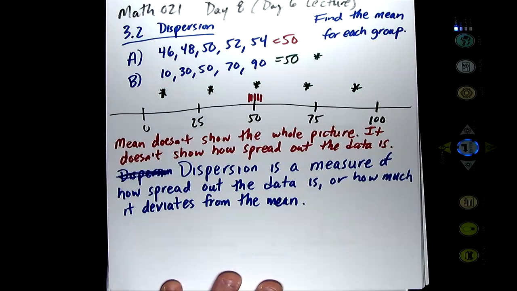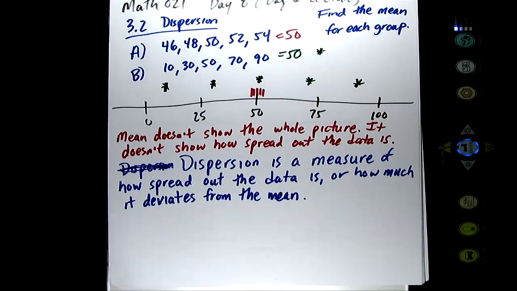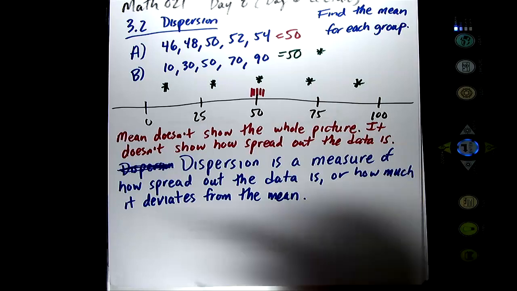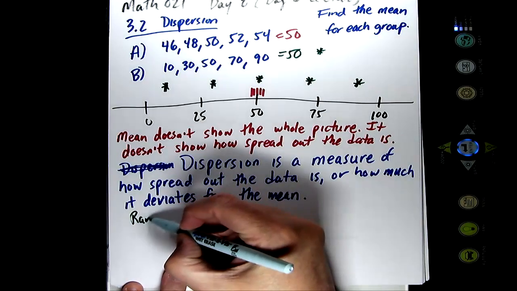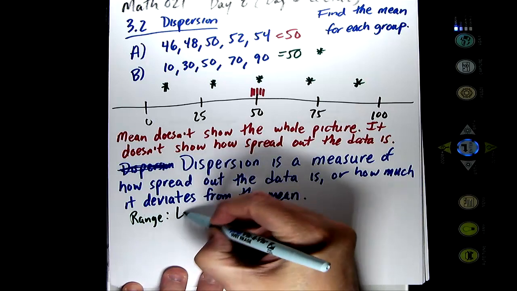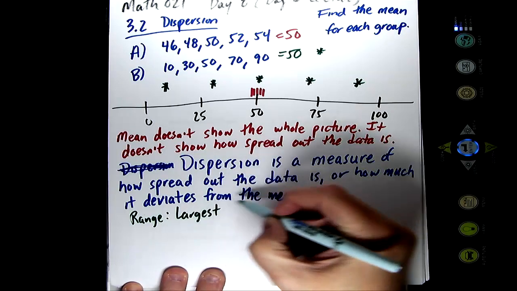One of the simplest ones is called the range. The range is largest value minus smallest value.